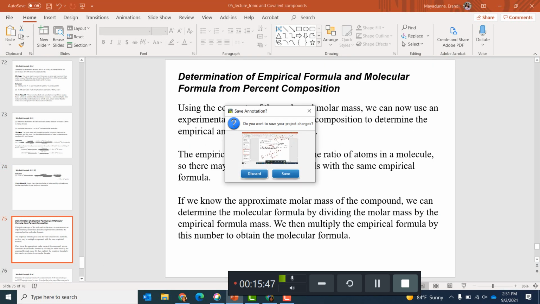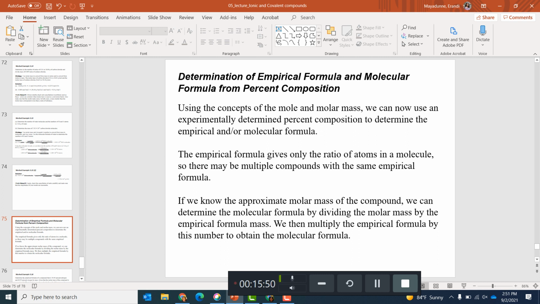So I think that's the main thing in chapter 5. I covered most of it, and I hope this video is helpful for you to better understand the chapter.